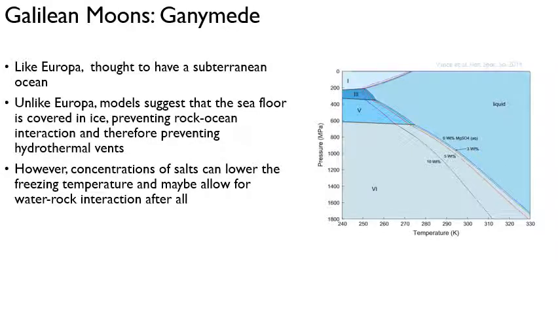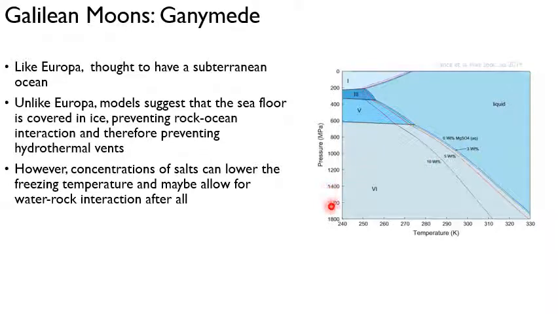So when we move to another Galilean moon, let's talk about Ganymede, also thought to have subterranean oceans. The problem is that the seafloor here is thought to be covered in ice. And so you don't necessarily have this rock-ocean interface that you need to create a hydrothermal vent. Now, theorists are creative, and if you say, okay, well, that may be the case, but what if you model this thing and you introduce a lot of salt in the ocean? So this is magnesium sulfate, and when you introduce that into the ocean, you change the freezing point of water.